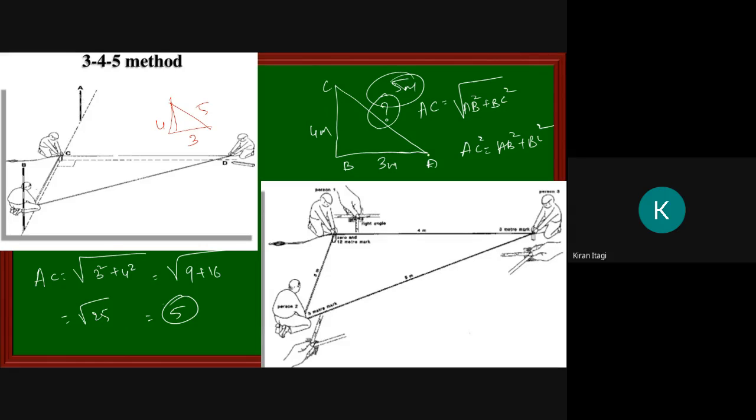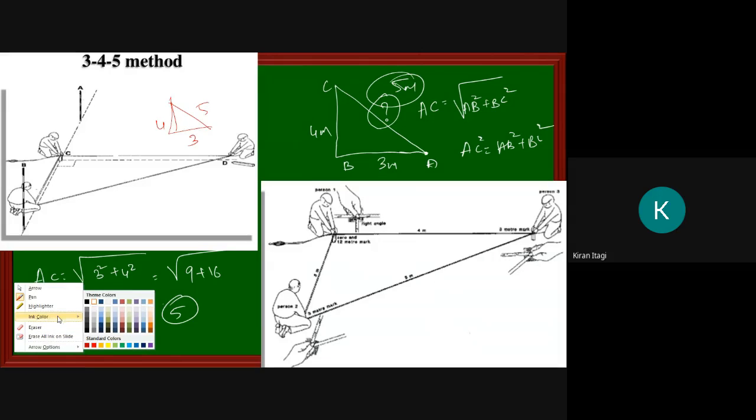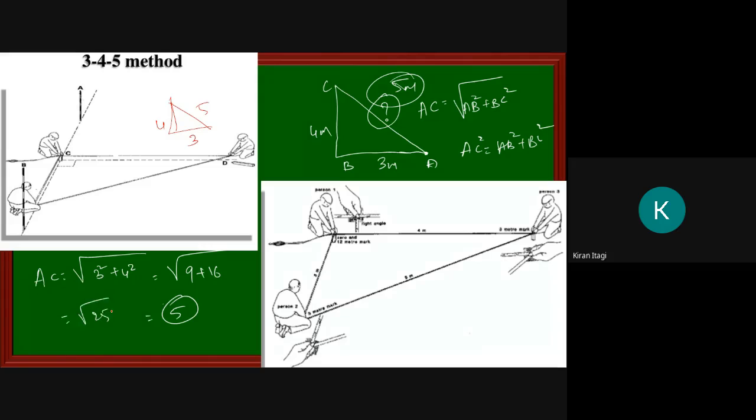Let's explain how to do it with the help of a tape also. You can take any perfect Pythagorean numbers; you can take 3-4-5. So if you don't have any cross staff, how do you make a perpendicular?